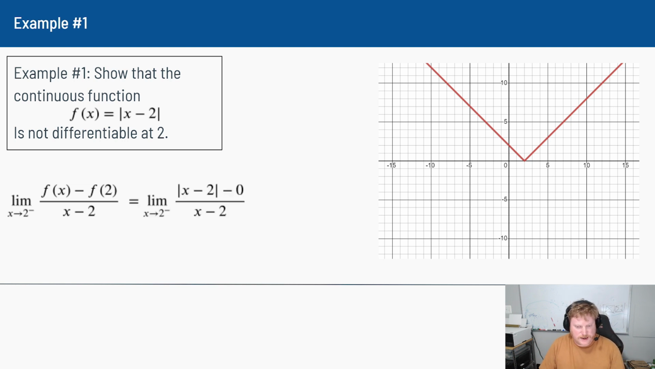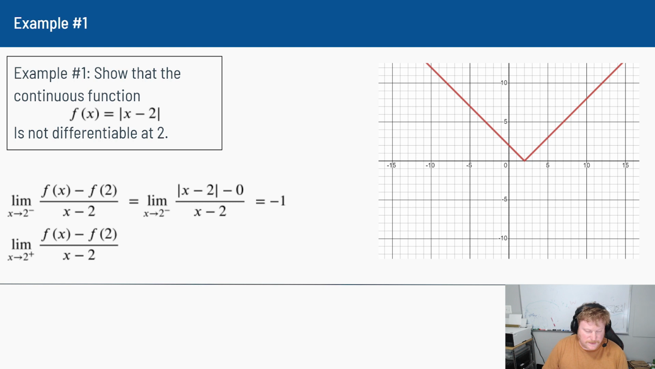So f of x is the absolute value of x minus 2, and f of 2 is 0. This limit evaluates to -1 because the numerator, the absolute value of x minus 2, is always positive, and the denominator, x minus 2, is the same magnitude but can sometimes be negative. So this limit is -1, with the numerator always being positive and the denominator being negative, especially for values of x that are to the left of 2.